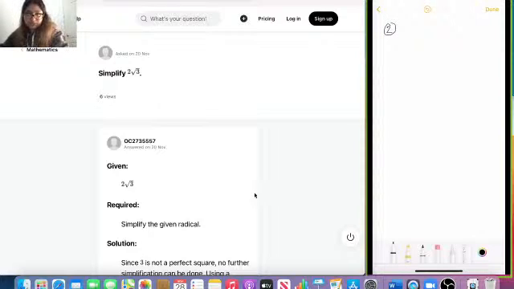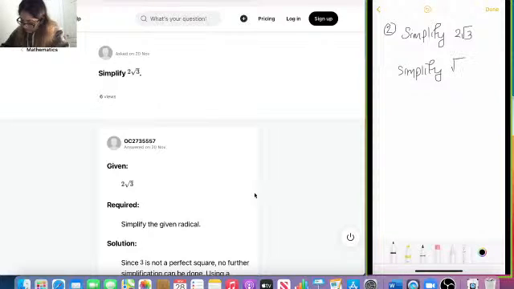Okay, so our next question says, simplify to root 3. So basically, this is a radical, right? They're saying to simplify root 3, because this is a radical.